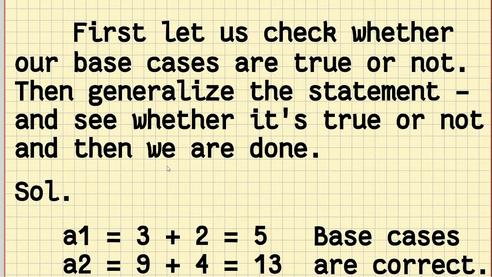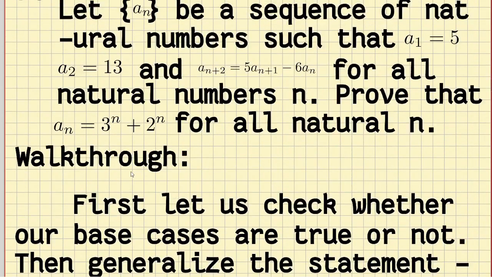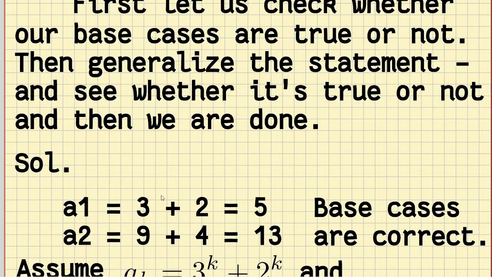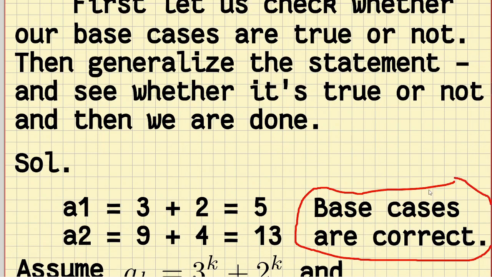The solution is like this. First we will do a1. What is a1? See, a1 is equal to 3^1 plus 2^1, and that is 5, right? You can see here, I just put in 1. And a2 is equal to 9 plus 4, which is 13. So I have got two base cases which are correct. So it means that this statement is at least true for our two numbers.